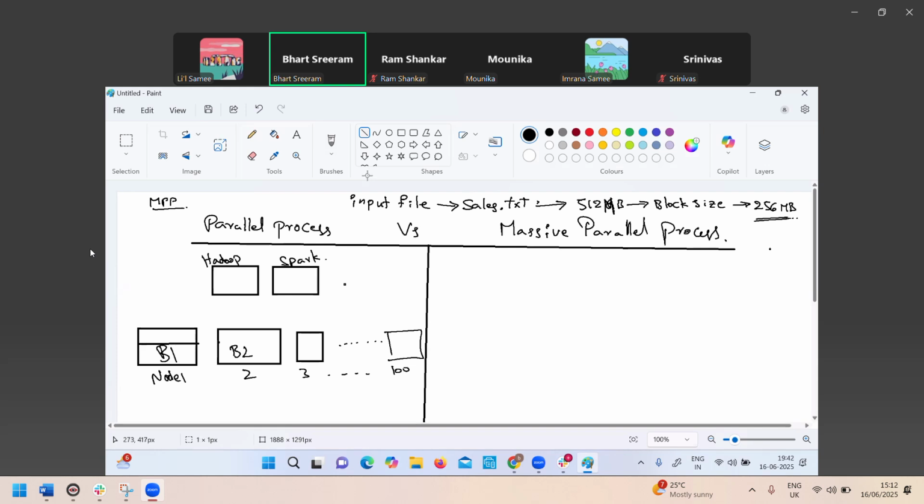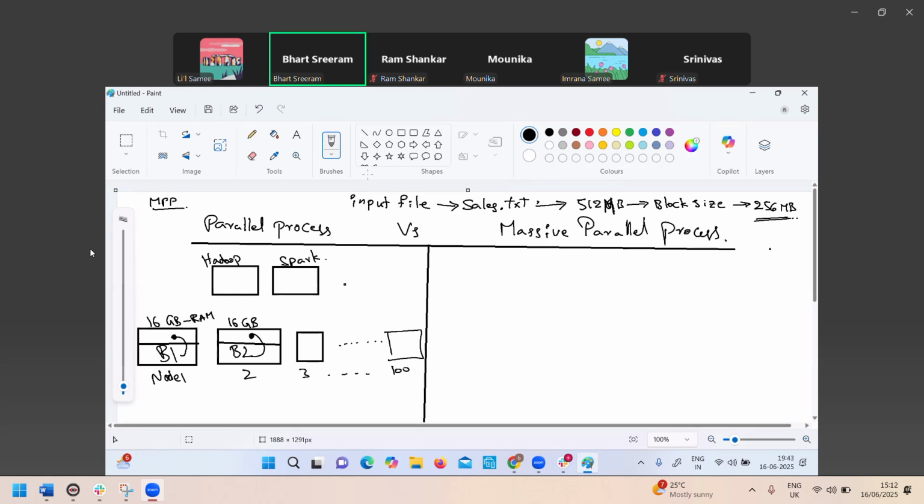This is the RAM. Think that I have sufficient RAM. Generally, even our normal laptops have 16 GB RAM. Can I fit this 256 MB block into 16 GB RAM? Yes. In case one, the left side picture, how many parallel processes are there? 2 parallel processes, right?